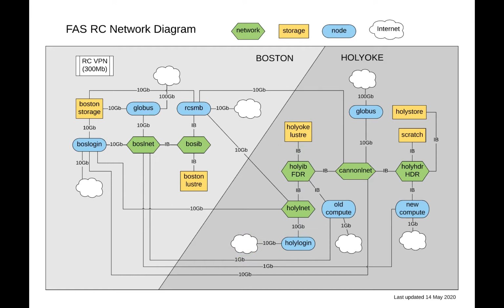If using the login nodes, the Holy login nodes are the better option because they are co-located with the Holyoke Lustre system. Whenever possible, avoid transferring data over Wi-Fi or over the RC VPN as they have the lowest bandwidth of any of the methods mentioned.